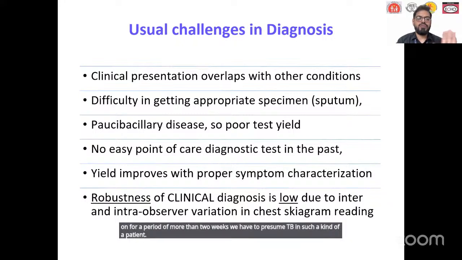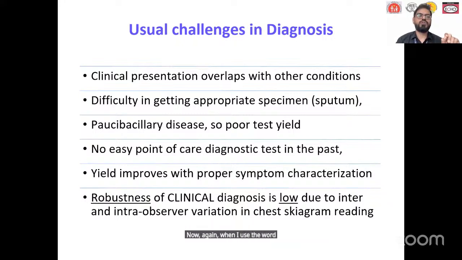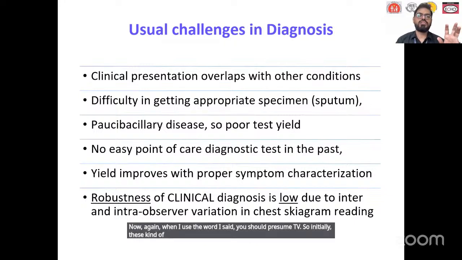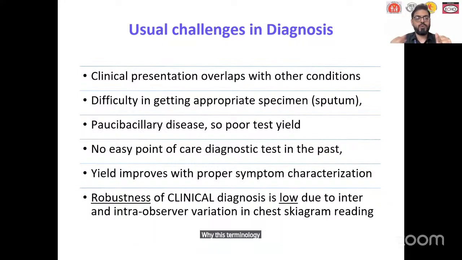Now again, when I use the word, I said you should presume TB. Initially these patients were called TB suspects. Now the terminology has been changed to presumptive TB. Because it is a big platform today and we are also talking from a public health point of view, why did this terminology change happen? This is a very important concept.